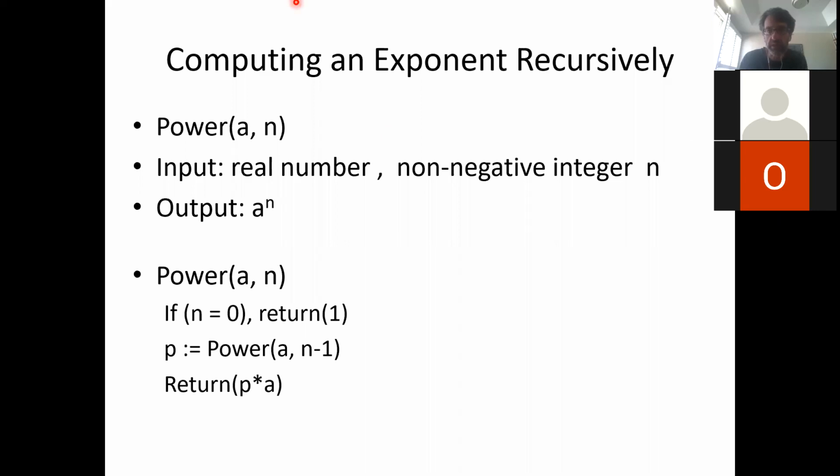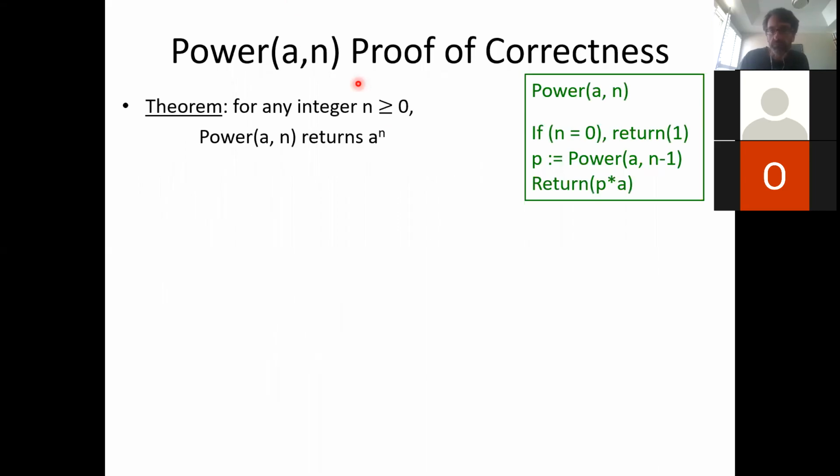So how about a general claim, right? I want to claim that this power algorithm will always return the correct value, right? So it wasn't a coincidence that it worked correctly for n equals 0, n equals 1, 2, 3, 4, 5. I stopped there. And how would I argue such a claim?